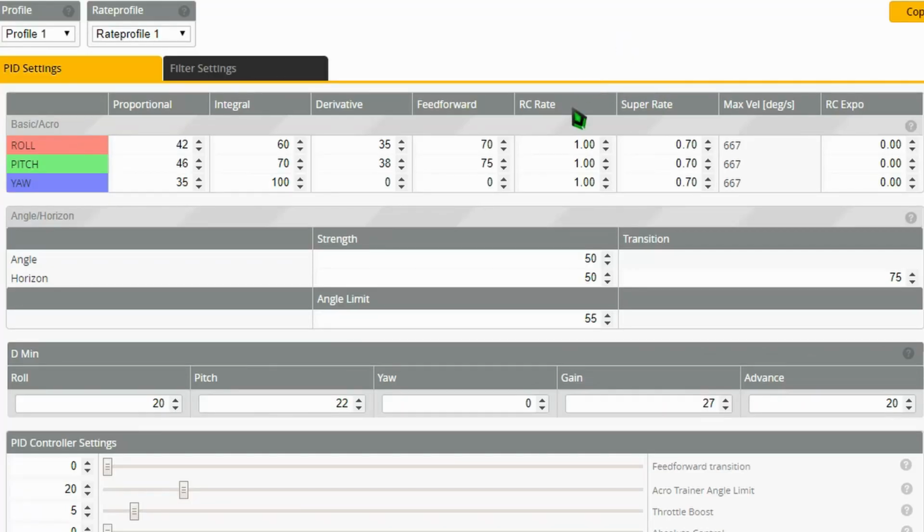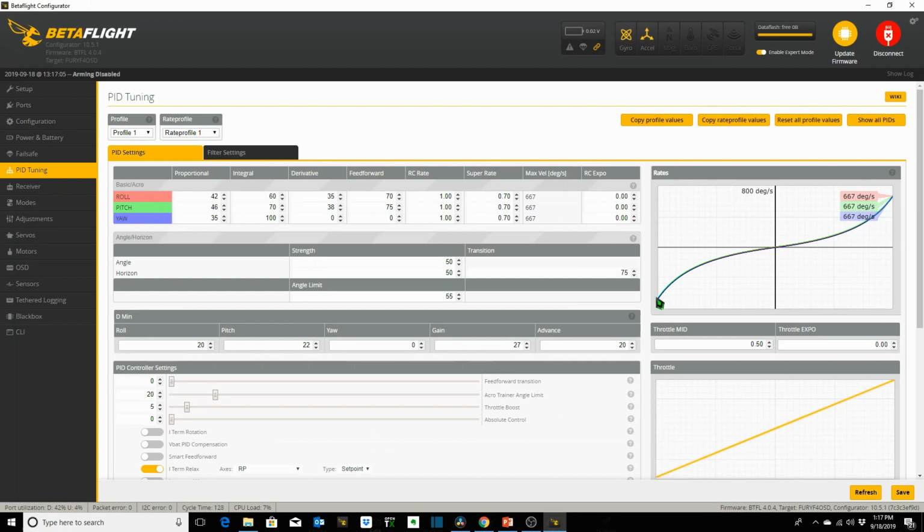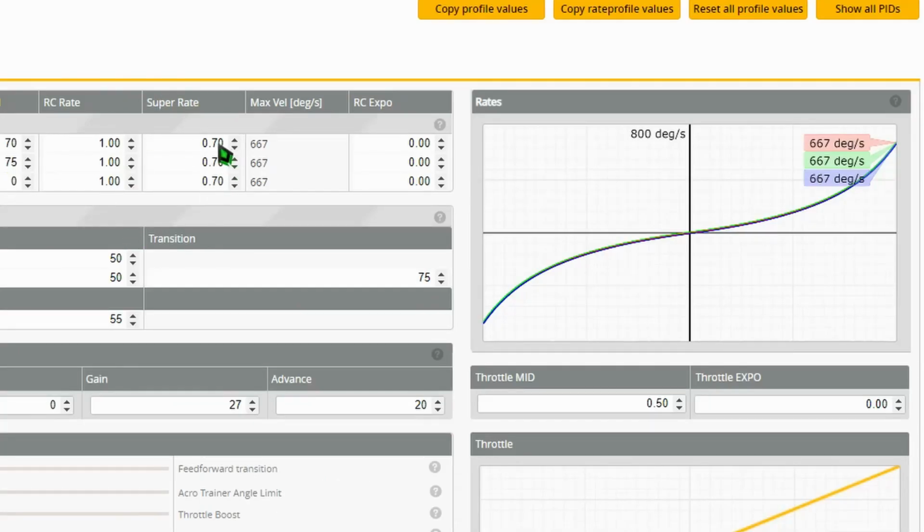All right, the numbers we're going to be changing are the RC rate, super rate, and RC expo, and we're only going to do it on the roll axis just to save time. So as we change these numbers, take a look at the graph over here for our quad response curve, looking at the red curve. We're going to change these one at a time. So let's go ahead and put this down to 0.01.